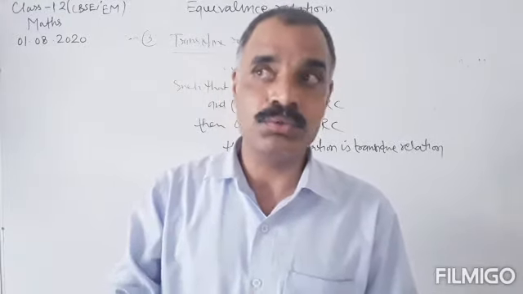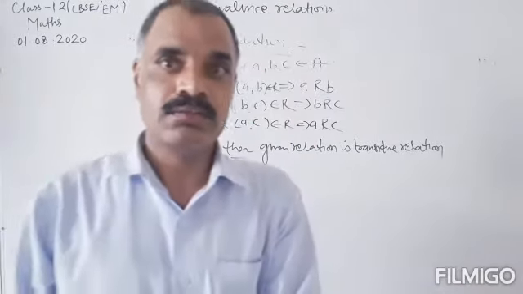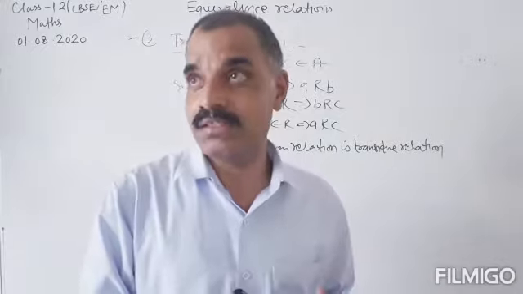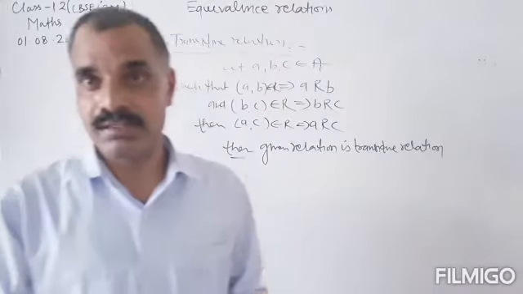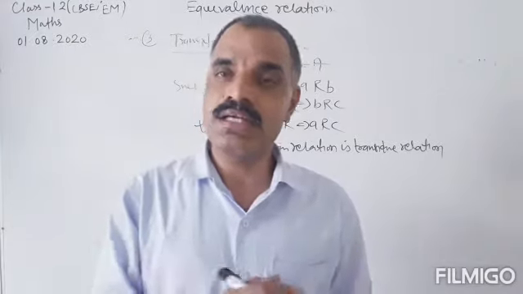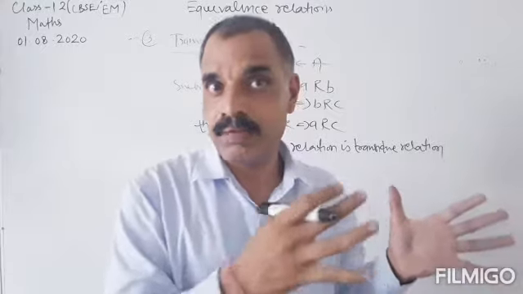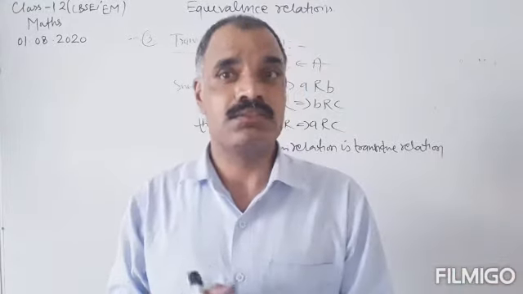Transitive relation means to transit from one element to a second and from the second element to a third. An example of this transitive relation is congruency of triangles. Congruency of triangles is a transitive relation. Similarity of triangles is also a transitive relation. And parallelism of two lines is a transitive relation.